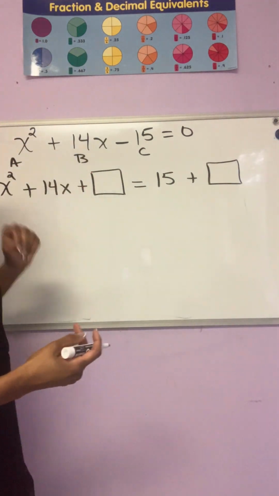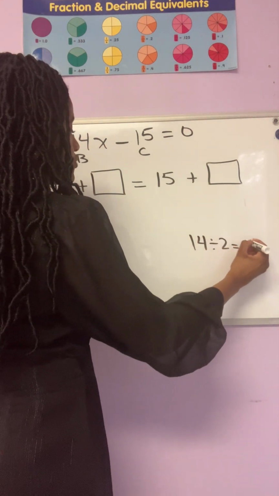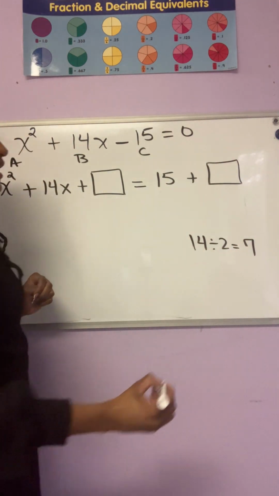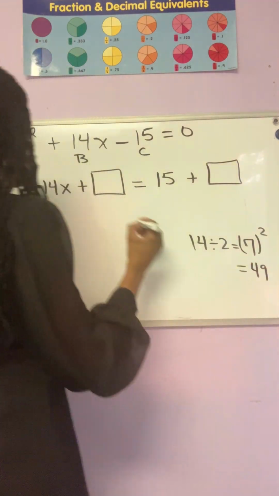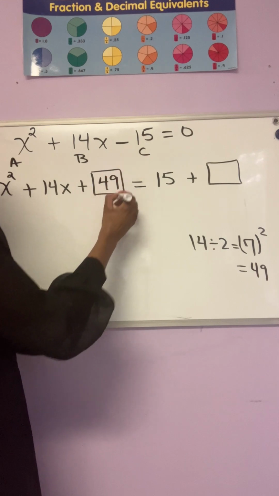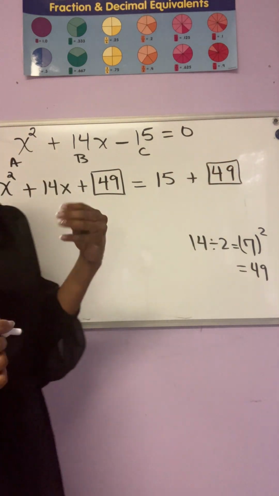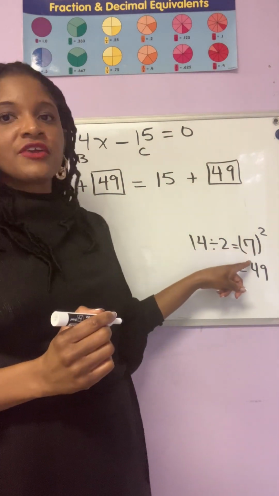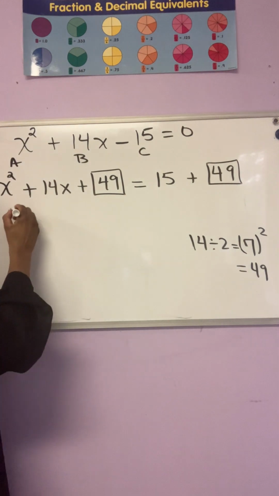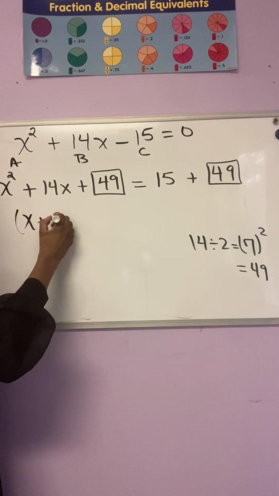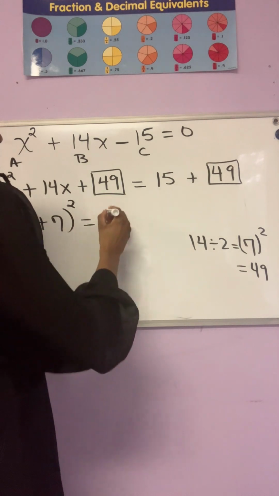All right, now what we're going to put in our blank is 14 divided by 2, which is 7. And then we're going to square that 7, and that gives us 49. And whatever you do on one side, you do on the other. And now we're going to factor. So remember, when we factor, it's going to be this number right here, x plus 7 to the second power. And 49 plus 15 is 64.